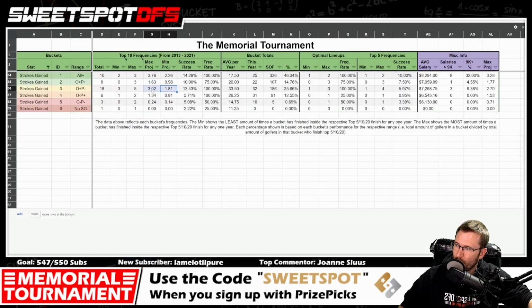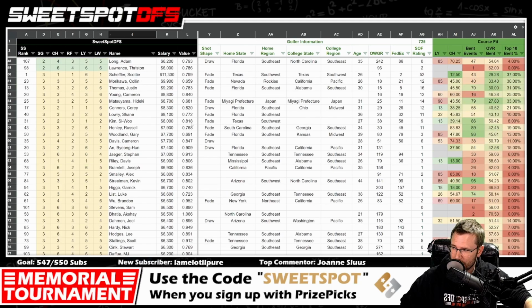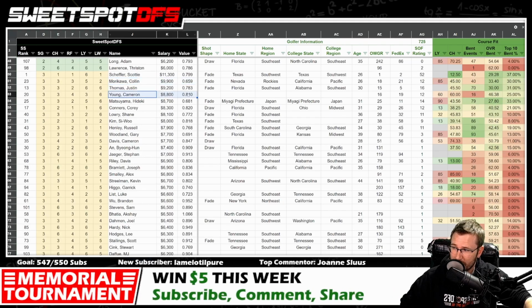Strokes gained 3, 1 to 4. It's the actual projection. 1 to 4. That's interesting. Scotty's up here. And then a guy I don't want to play in Collin Morikawa. Another guy I don't want to play in Cam Young. But Hideki is here as well, who I do want to play. And then everyone else is affordable down here. Justin Thomas, maybe not so much.